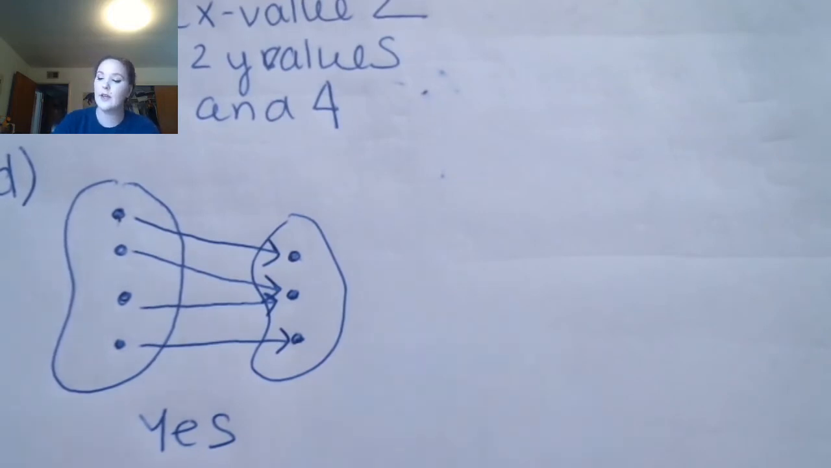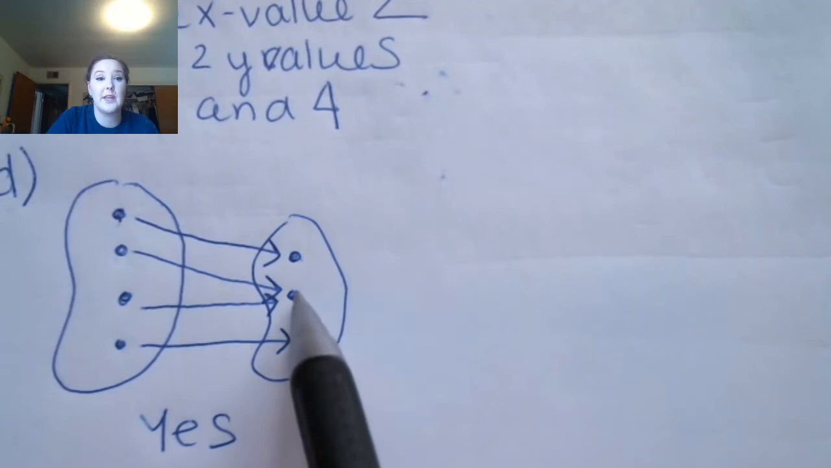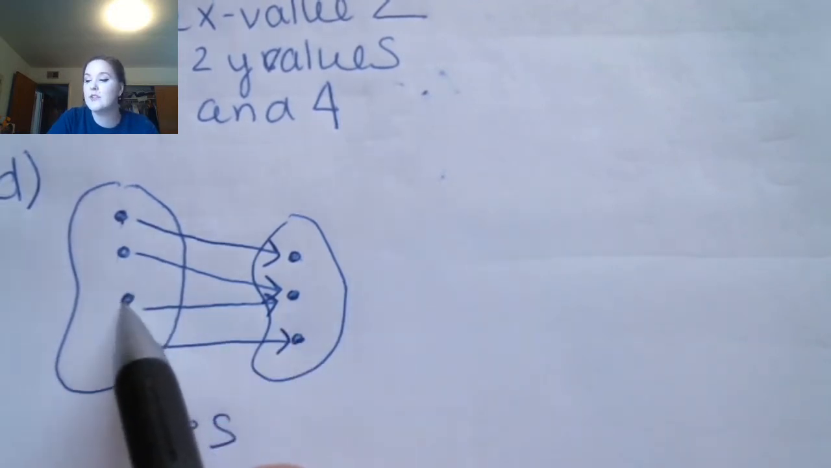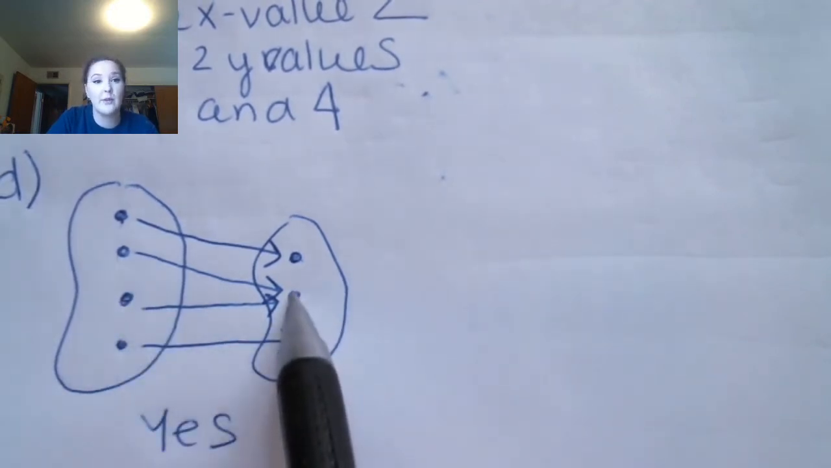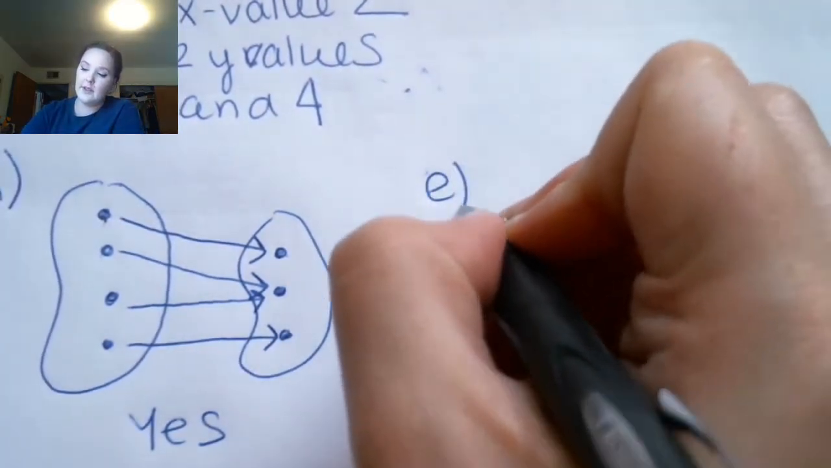Now again, this is kind of the same issue that we saw in part C, where we have a repeated output value, right? Both of these inputs go here, not important, not an issue for a function. All right, let's look at another diagram.